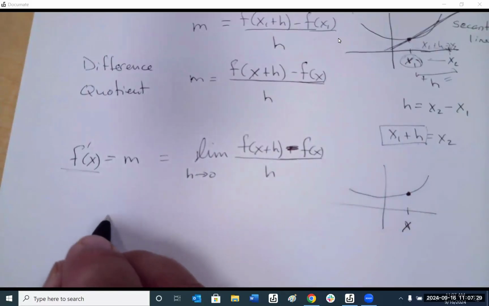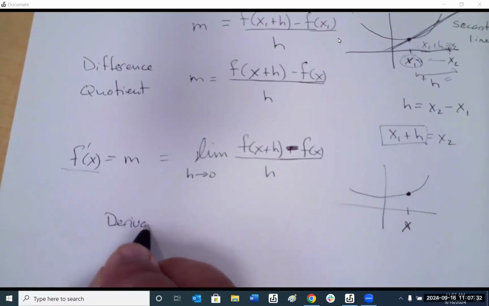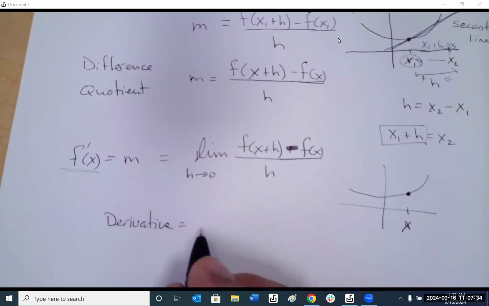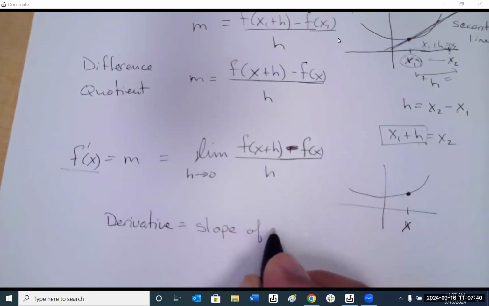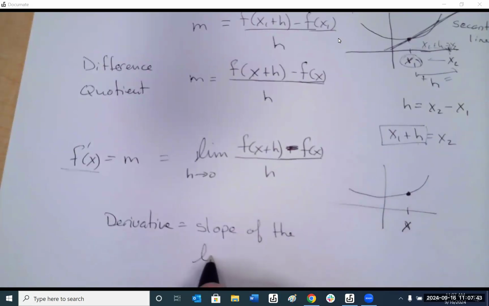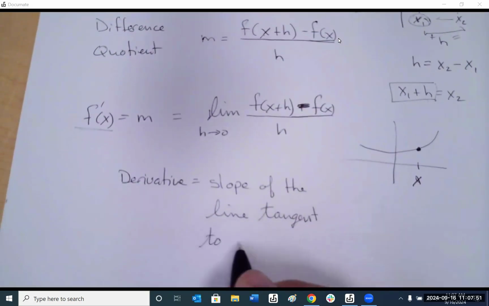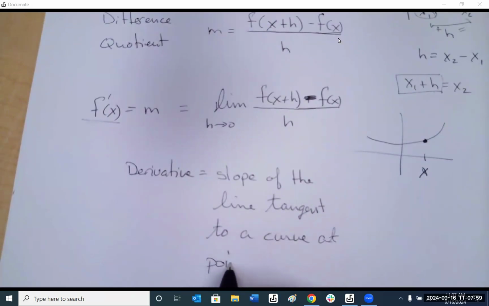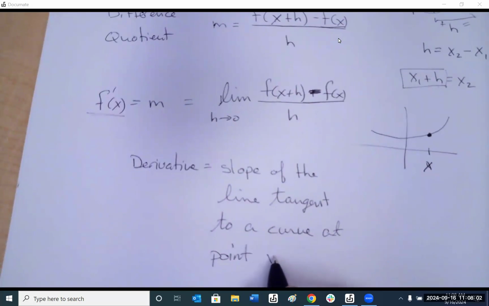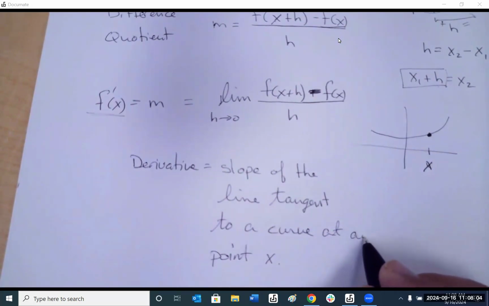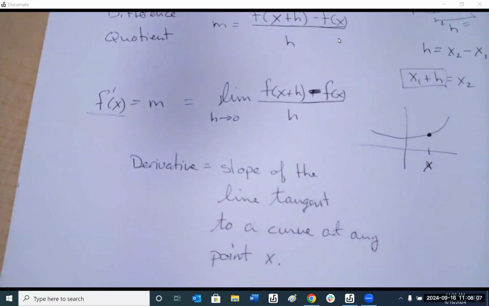The derivative is the slope of the line tangent to a curve at any point x.